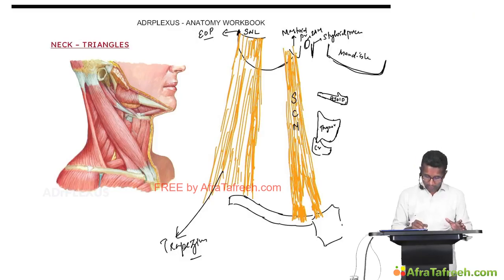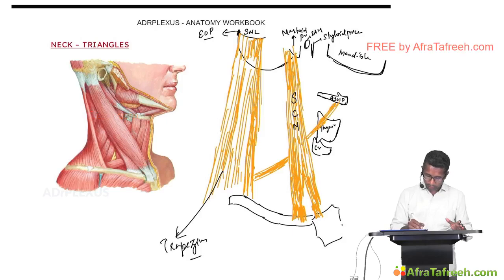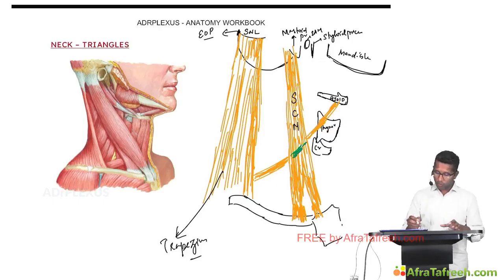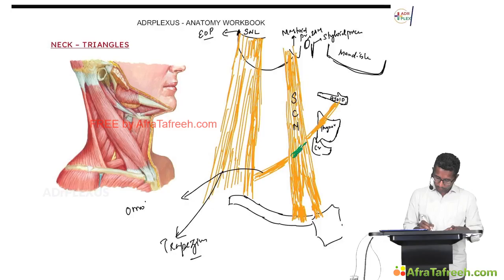It has two bellies, one called the inferior belly and another called the superior belly of omohyoid. They are joined by an intermediate tendon. So you have a muscle here which is called the omohyoid muscle. So what you see here is the omohyoid muscle.